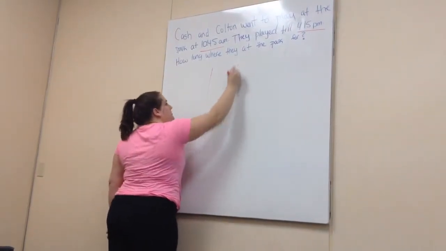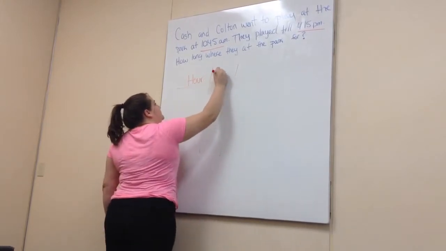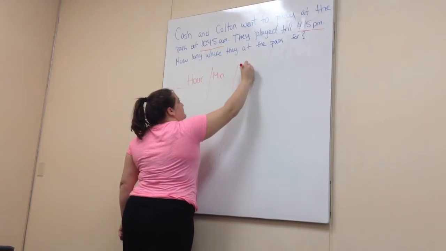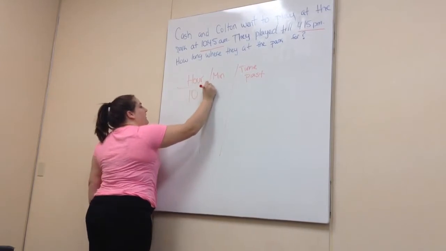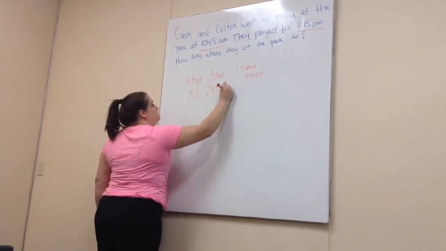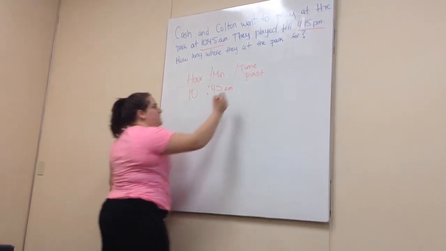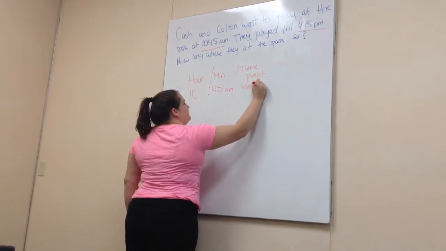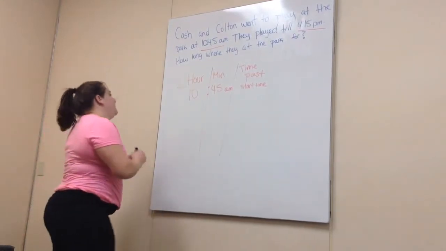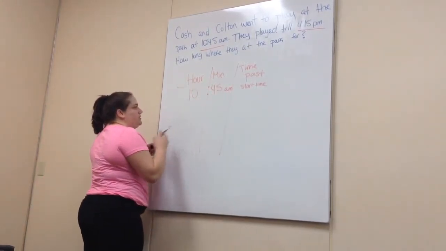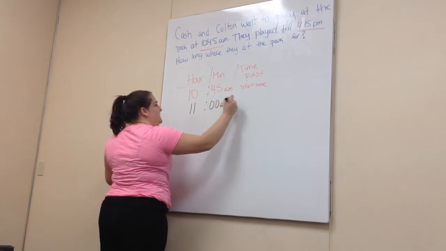So we're going to do our chart. We're going to have hour, minute, and time passed. So we're going to start with 10:45 a.m. And this is to make sure that in case we do need to go to p.m., at least we know the difference. So that's going to be our start time. So from then on, we want to make sure we go to the next number, which is going to be 11 a.m. So that's going to be 15 minutes.